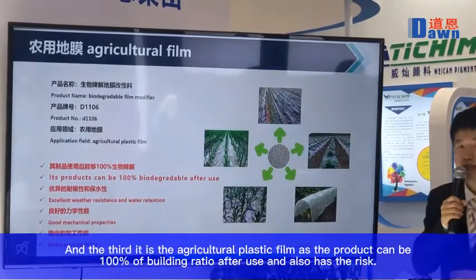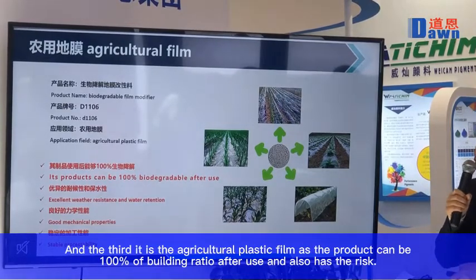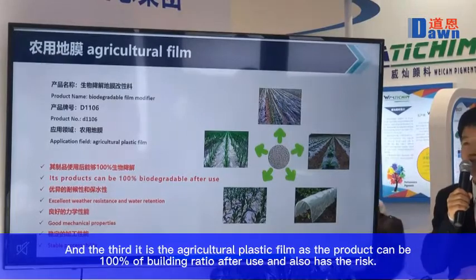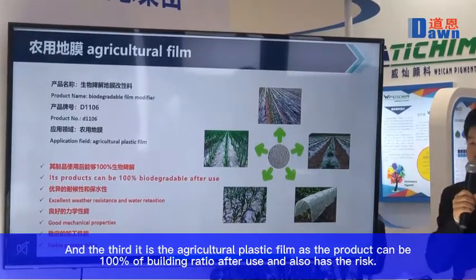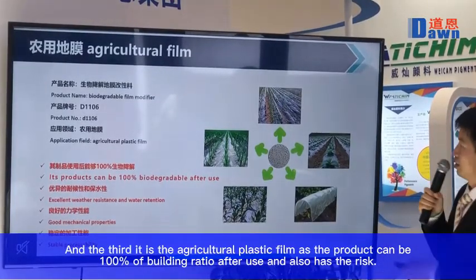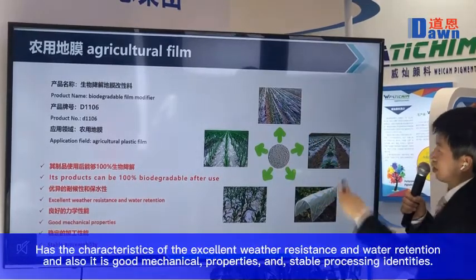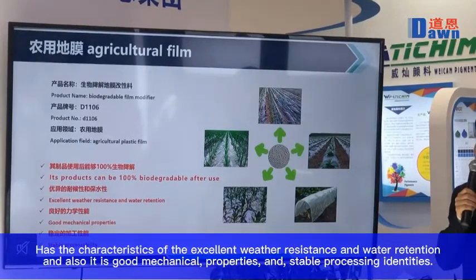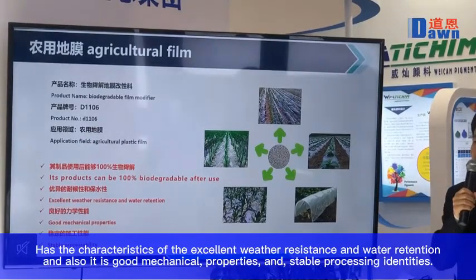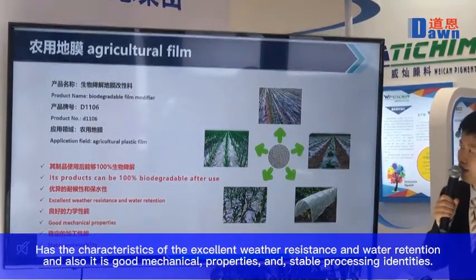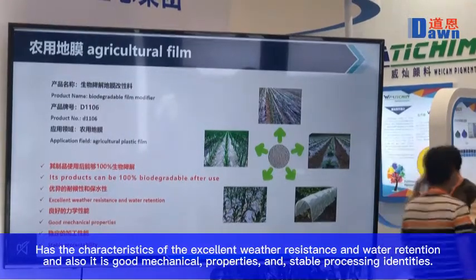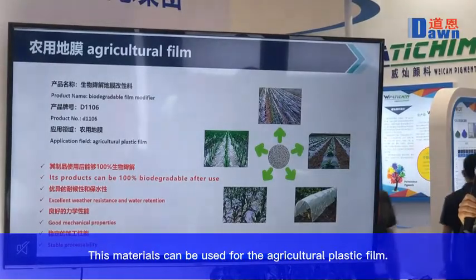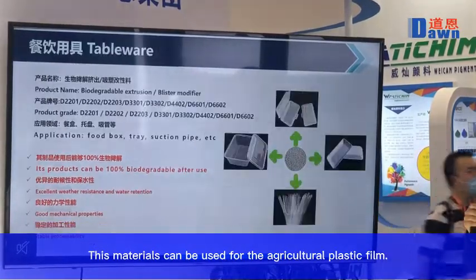And the third is agriculture plastic film. The product can be 100% biodegradable after use, and also has the characteristics of excellent weather resistance and water retention. It also has good mechanical properties and stable processing properties. These materials can be used for the agriculture plastic film.